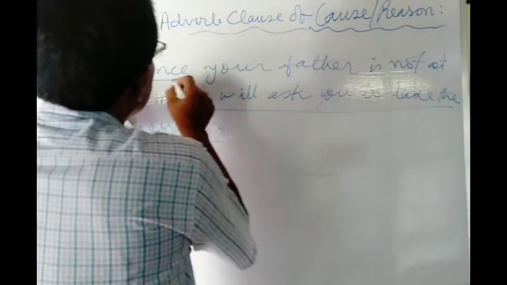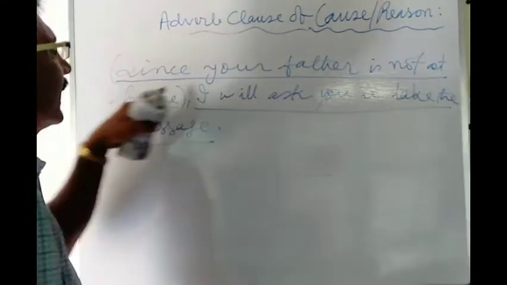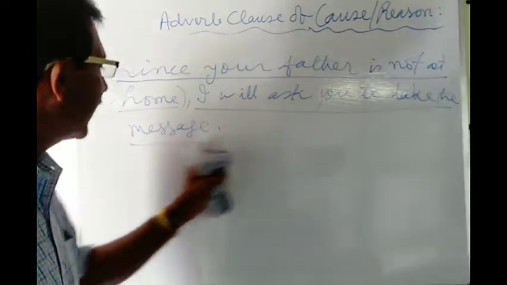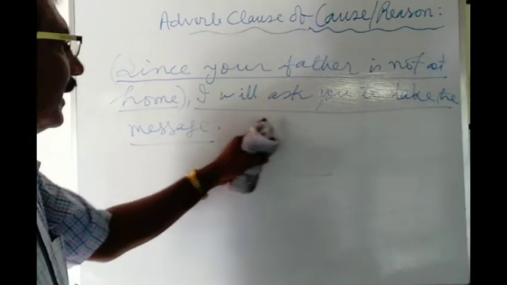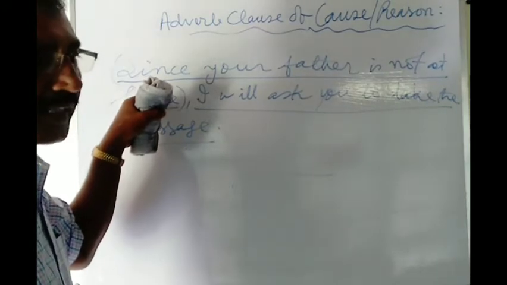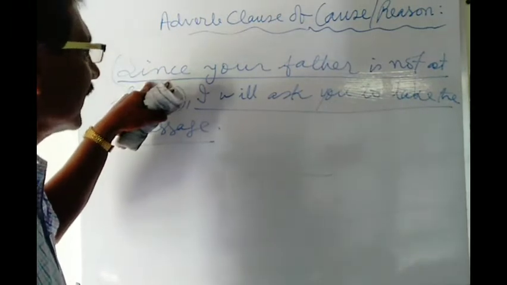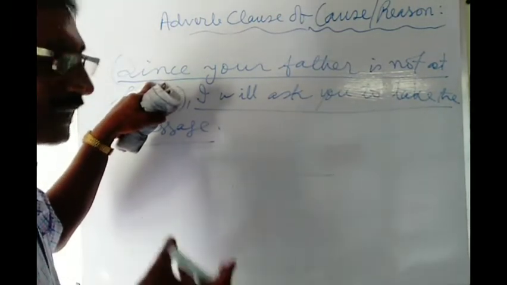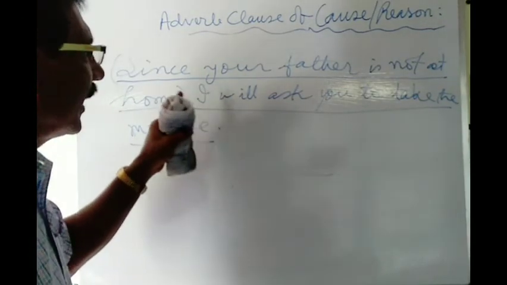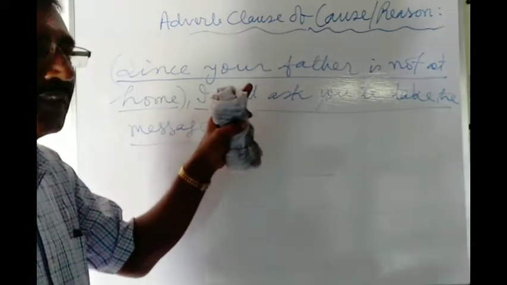Now see, since your father is not at home, this is the subordinating clause. This subordinating clause is used just before the principal clause. I will ask you to take the message. This is the principal clause. And here the subordinating conjunction since is used at the beginning of the subordinating clause. Whenever you will see such type of subordinating conjunction at the beginning of the subordinating clause indicating reason or cause, then you will have to term the clause as the adverb clause of reason or cause.